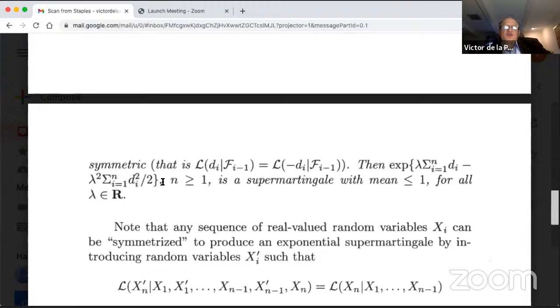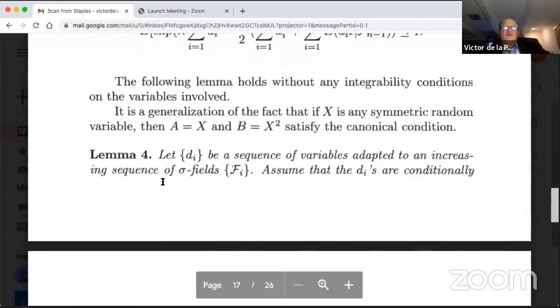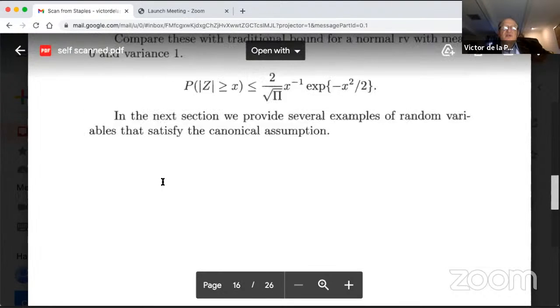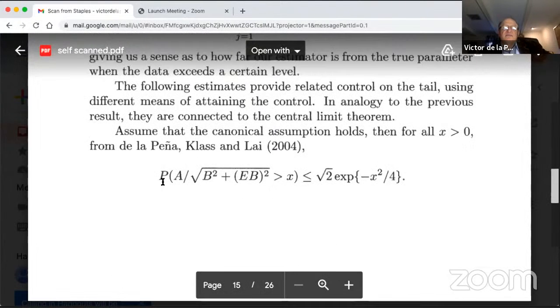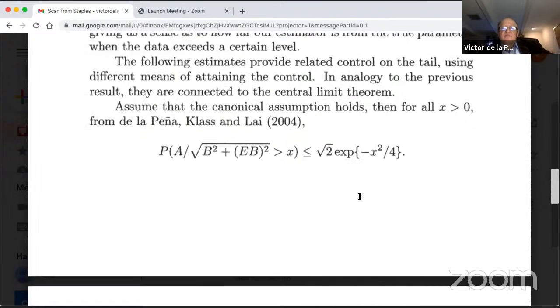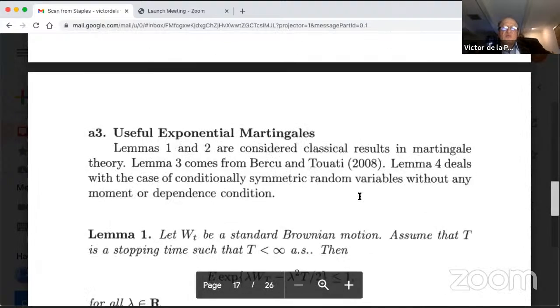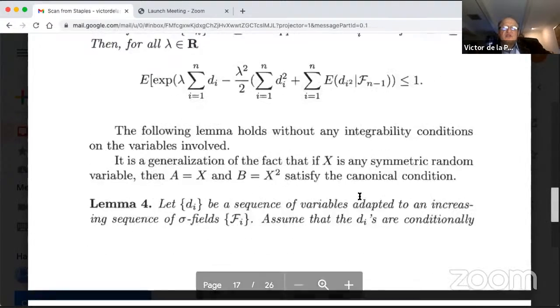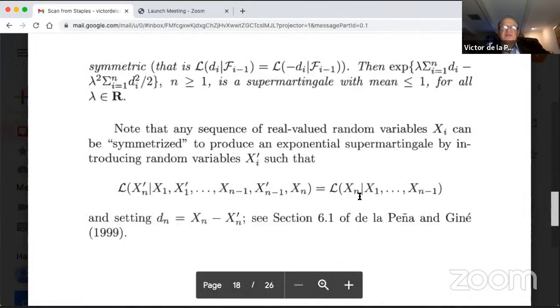So you could use this for stable variables, you could use this for Cauchy variables, and the condition is satisfied. For stable variables, if they have a finite mean, then you can get this inequality. And more generally, we can remove the assumption of conditional symmetry, and that comes by using decoupling.